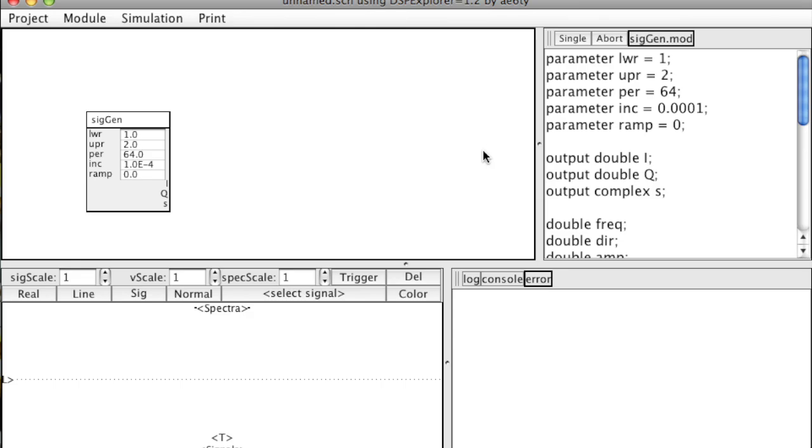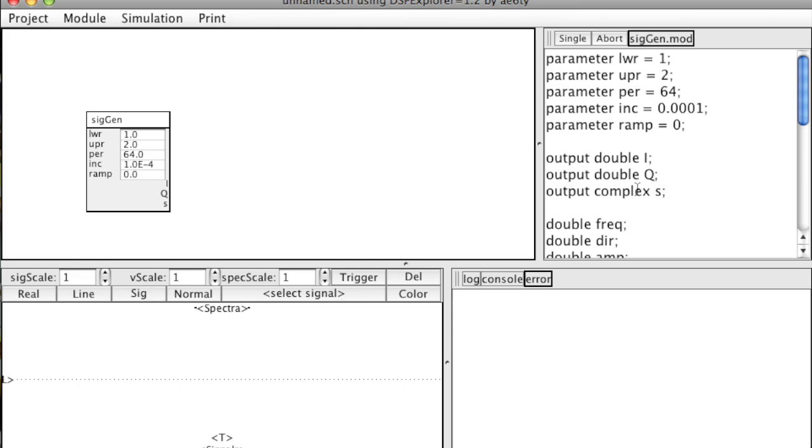A few aspects of this new module should be pointed out. First, my modules always start with the parameters at the top of the program. You can see my parameters up here: a lower frequency, an upper frequency, a period over which I want the signal to be precise, the increment, which is essentially the scan rate, and a signal I'll call ramp and explain in a moment.